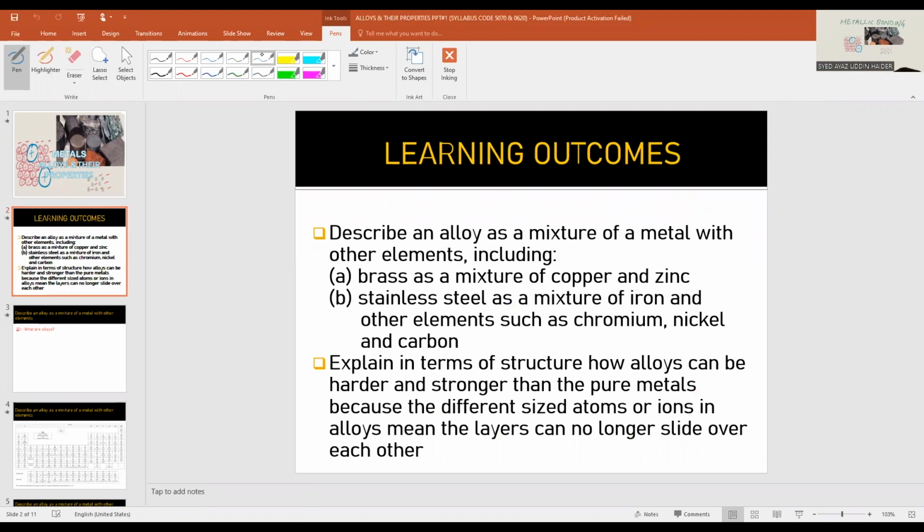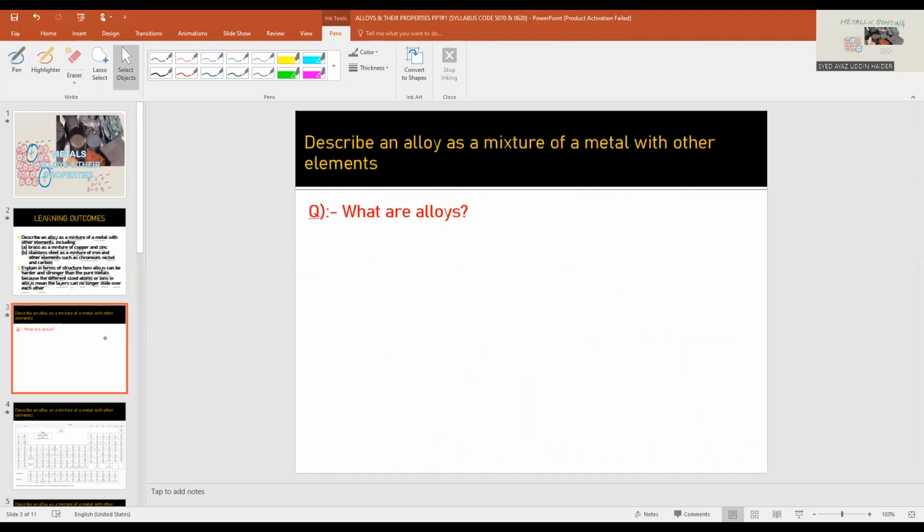These are the learning outcomes of this video lesson. Describe an alloy as a mixture of a metal with other elements including brass as a mixture of copper and zinc, stainless steel as a mixture of iron and other elements such as chromium, nickel and carbon. Explain in terms of structure how alloys can be harder and stronger than the pure metals because the different sized atoms or ions in alloys mean the layers can no longer slide over each other.